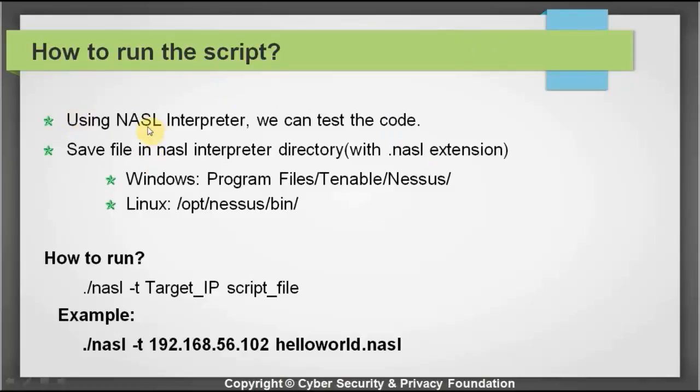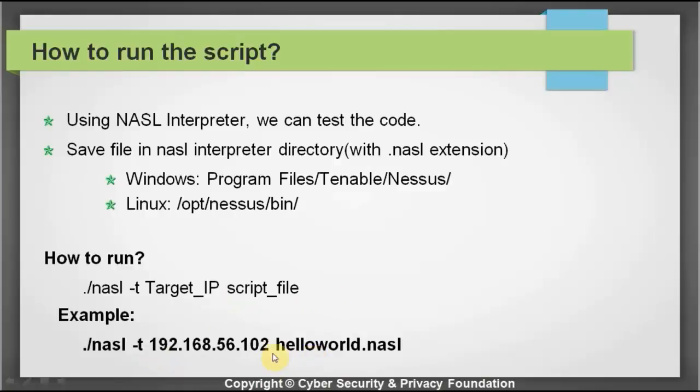So how do you run the script? You should use the Nasal interpreter to test the code, and the file needs to be stored in these locations. In Windows it has to be in this folder, and in Linux it has to be here. And this is how you run this code. You run nasl -t, the target IP address, and the script file. So it will look something like this.